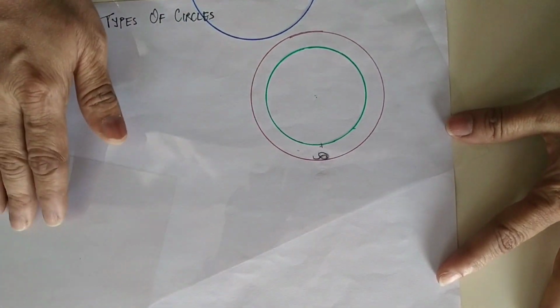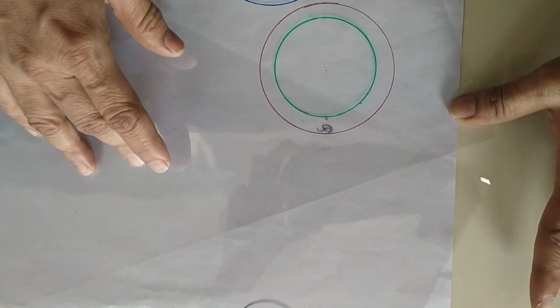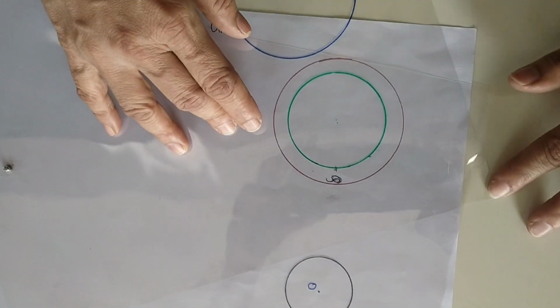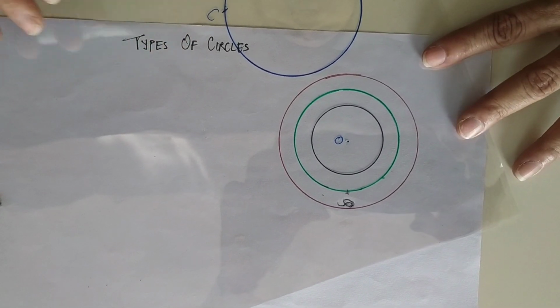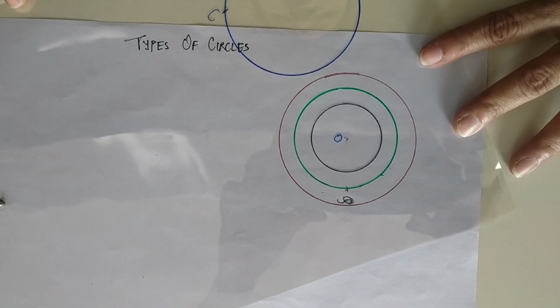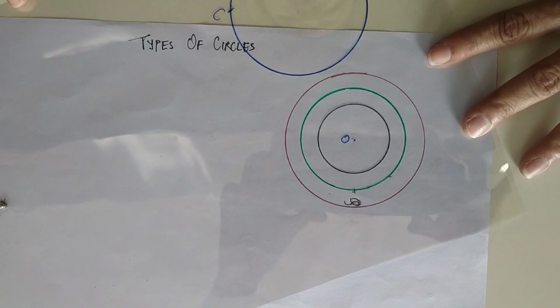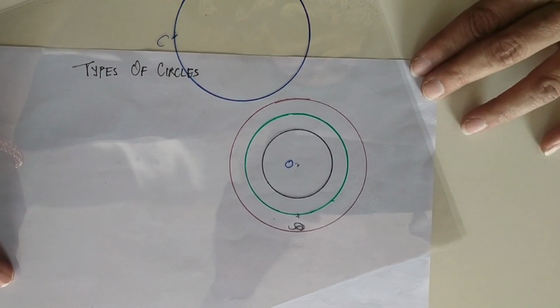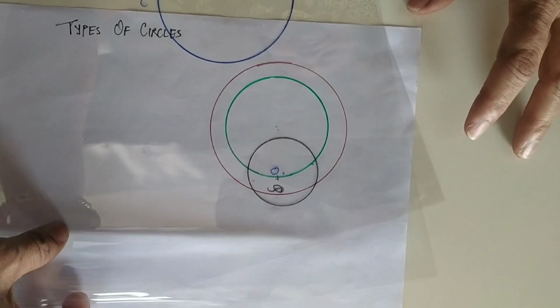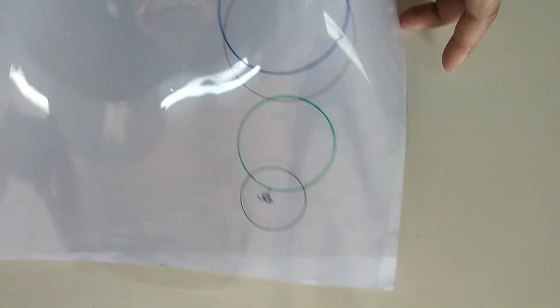Now, if I place this green circle inside the red and the black one inside the green, what I observe is that they have a common center O. Thus, circles in the same plane having the common center O and different radii are said to be concentric circles. So, these are the different types of circles we have observed.